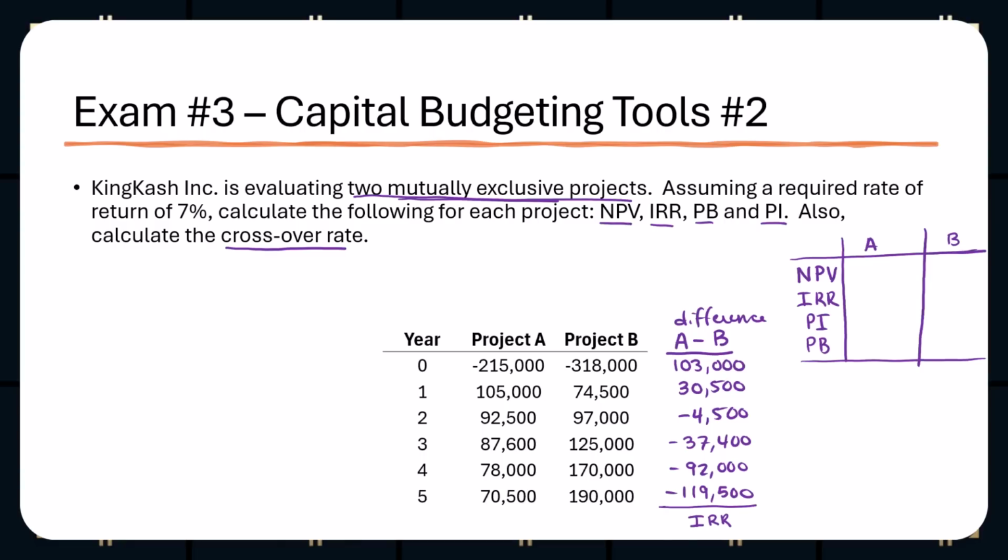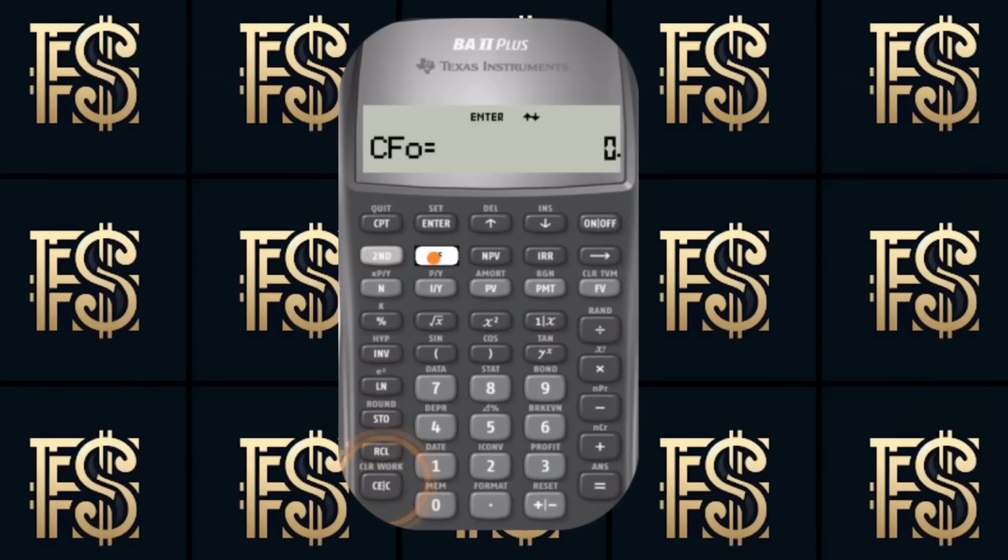To do this, we will need our cash flow worksheet. Go into our cash flow worksheet. Let's go ahead and clear this out. So we're going to put in all of the cash flows for Project A and only A. The time zero cash flow for Project A is a negative $215,000, followed by a positive cash inflow of $105,000. And then our year two cash flow is $92,500.